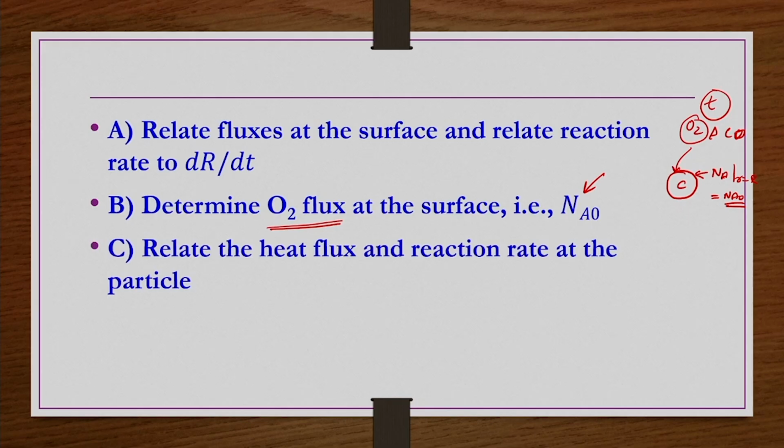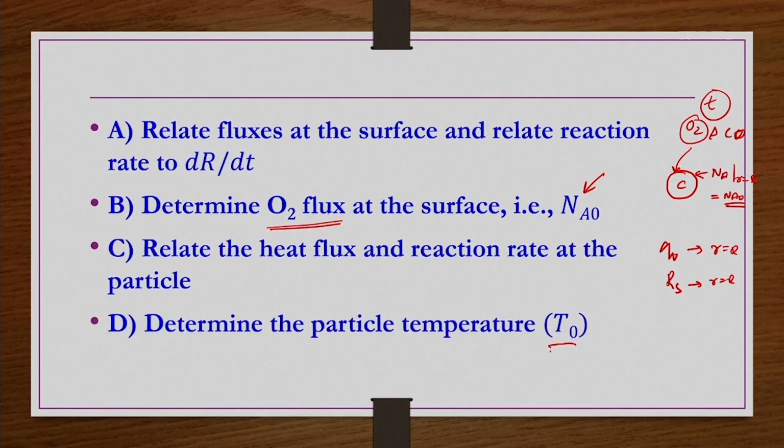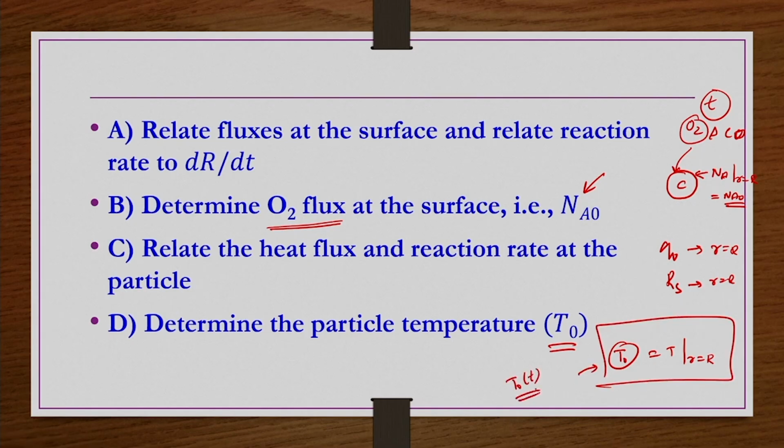Relate the heat flux and then the reaction rate at the particle, that is the other question. Q naught and then this Rs, let us say the reaction rate is Rs, these also we have to find out at the particle surface, that is at r equals capital R. Then determine the particle temperature T naught. What is T naught? T naught is the temperature at r equals capital R, that is at the particle surface. This we have to find out, and this is a function of time actually, isn't it? Why? Because as the reaction progresses, more combustion takes place and the temperature gradually changes. So, that also we have to find out.